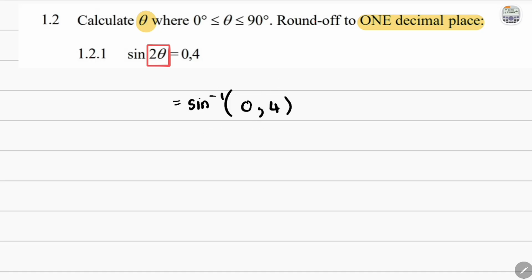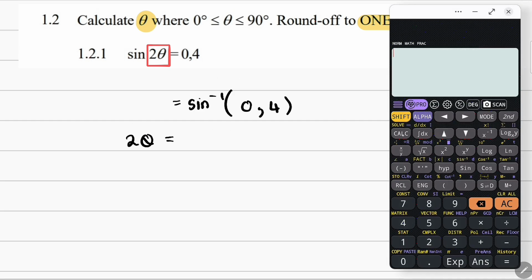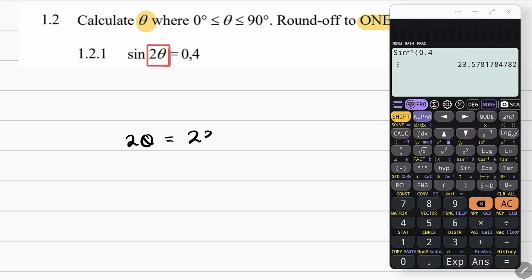So we'll find out what the value of that is. So all that would be left would be the 2 theta. And let's go ahead and put this on the calculator. So we'll say shift sine and then 0.4. And you see what we get? We get 23 point. Now when you do this, it's going to give you the value of the angle, okay?